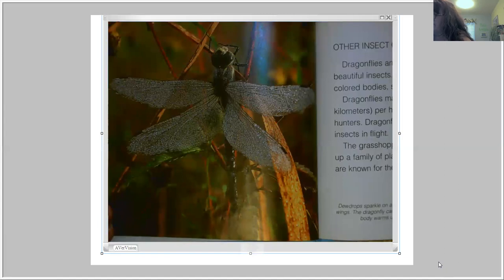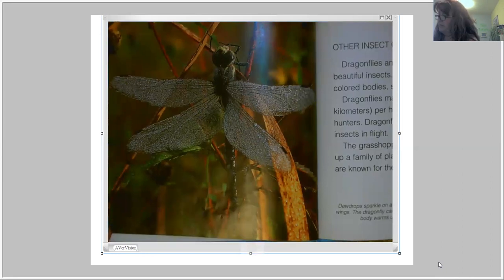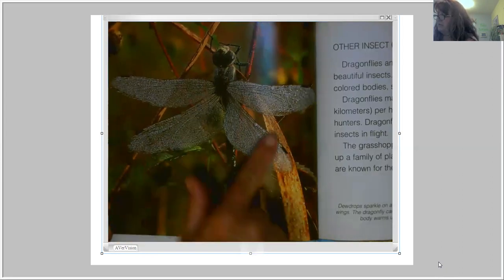The grasshoppers, katydids, and crickets make up a family of plant eaters. Katydids and crickets are known for their night songs. We're going to learn more about how they make those night songs in a couple of weeks in a different book. This has got dewdrops sparkle on dragonfly's wings.